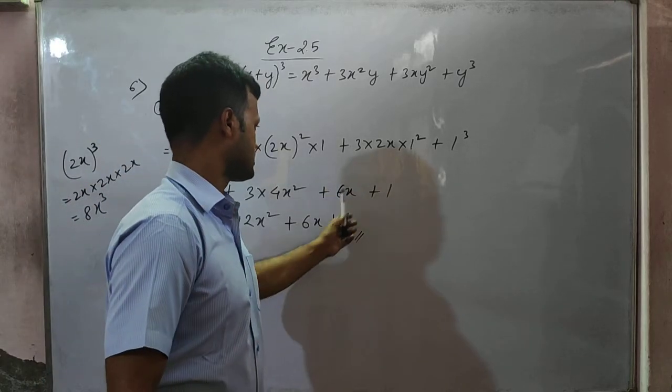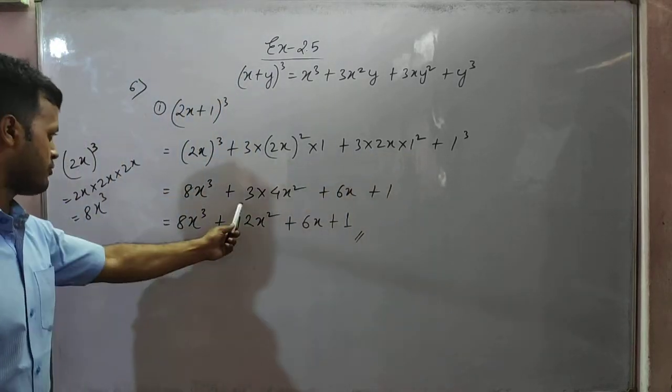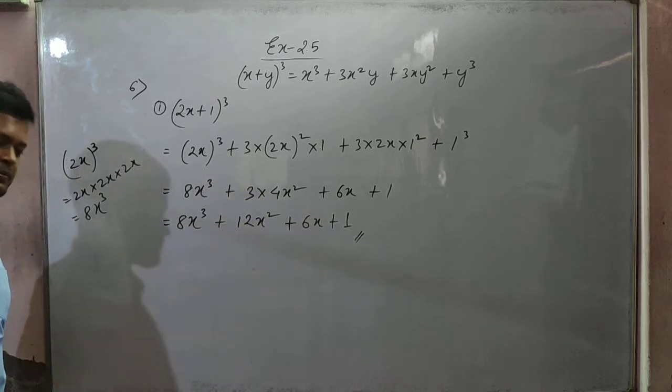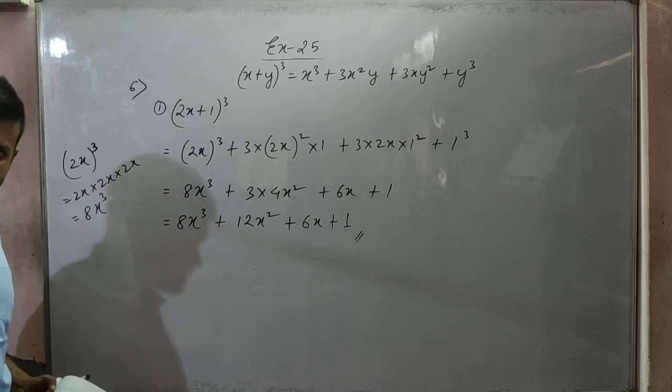3 into 2 is 6, so 6x plus 1. 3 into 4 is 12, 12x square. So 8x cube plus 12x square plus 6x plus 1 is the answer. Okay?